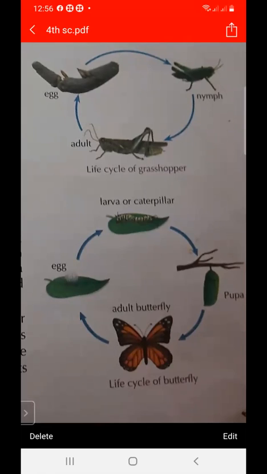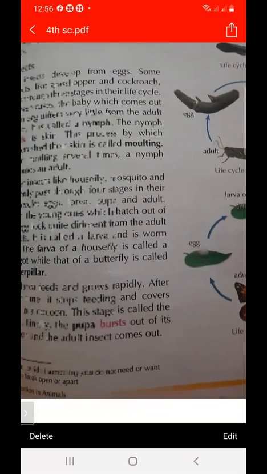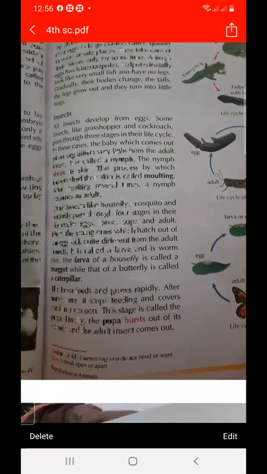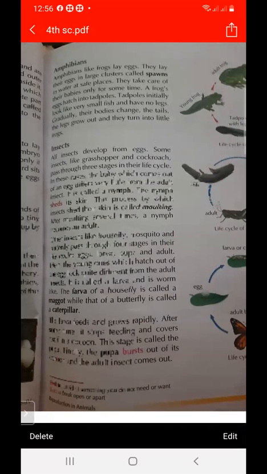Then after this adult butterfly, it will give the egg again, and then this will change again into the larva. So this is the life cycle of butterfly, and you have to remember the life cycle of butterfly.